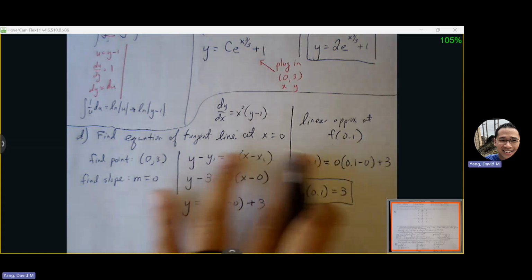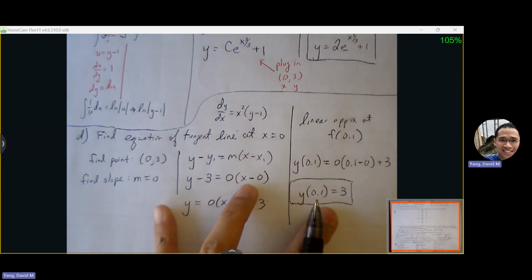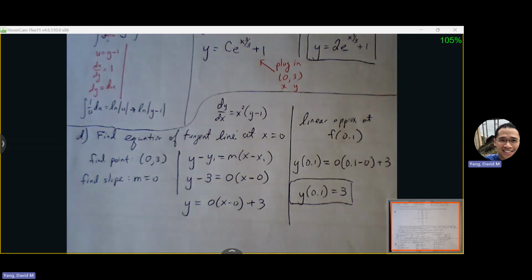But hopefully this is review from first semester, right? Tangent line equation: find your slope, find your ordered pair, plug into the tangent line equation, just plug that decimal value into your tangent line equation, and whatever number you get is your approximation.